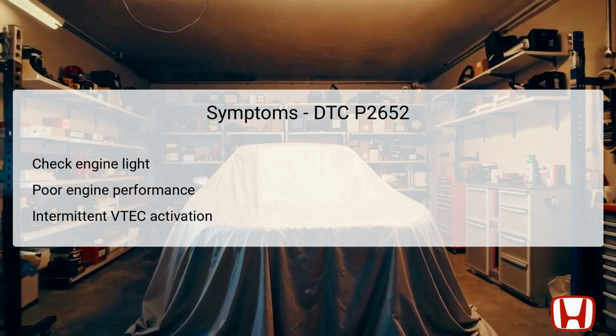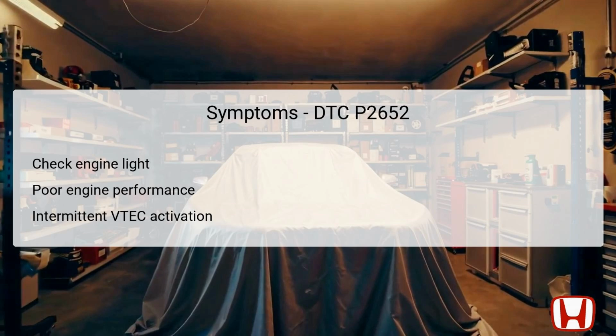When DTC P2652 is triggered, several symptoms are likely to manifest, primarily involving the vehicle's overall performance. One of the first noticeable symptoms is the illumination of the check engine light on the dashboard, alerting the driver to an issue. As the DTC indicates issues with the rocker arm oil pressure switch, drivers may also experience poor engine performance, especially when acceleration is required.